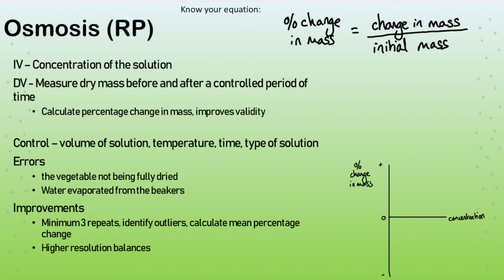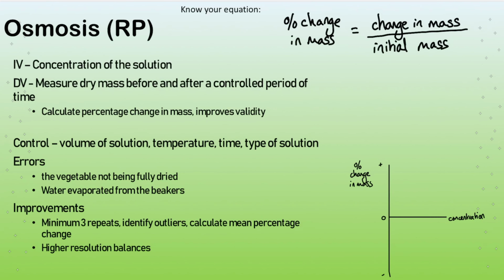So if you have a potato chip that starts with 1 gram, for example, and it increases to 1.2, that's a very different change to a potato chip that started as 2 grams and changed to 2.1. The change in mass is 0.1 gram, but the percentage change in mass is much different. It's a 10% increase or a 5% increase. So percentage change in mass is a much better dependent variable to measure or to calculate.